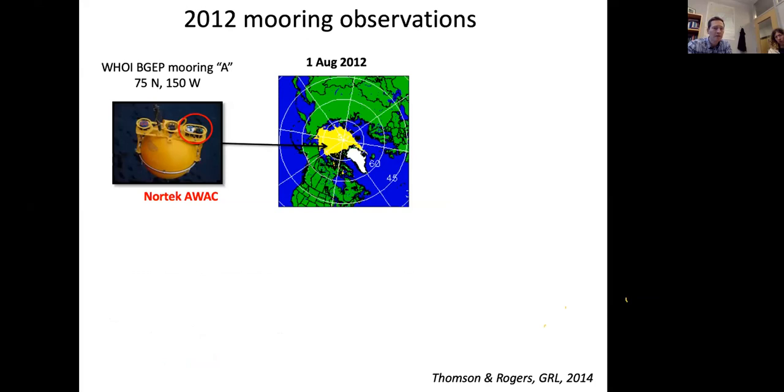First, we started with observations. There have been a set of moorings in the Western Arctic run by the Woods Hole Oceanographic Institution as part of the Beaufort Gyre Observing Program. That's an NSF program that's been running as a long-term observational effort for well over 10 years. It's getting close to 20 years, I think. And they have these moorings in the Arctic where they invited us to add instrumentation.